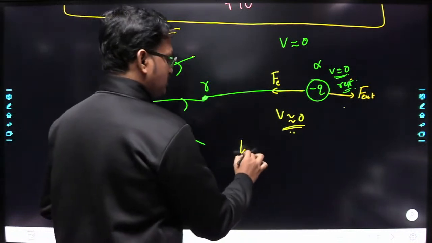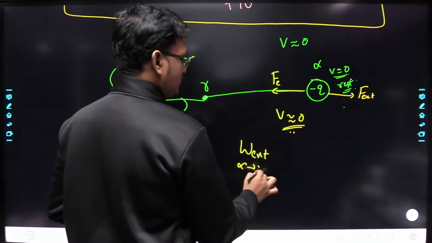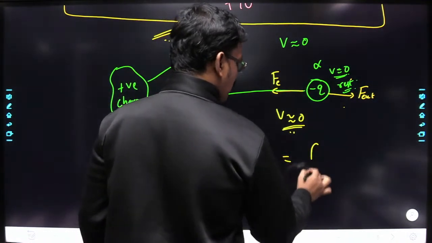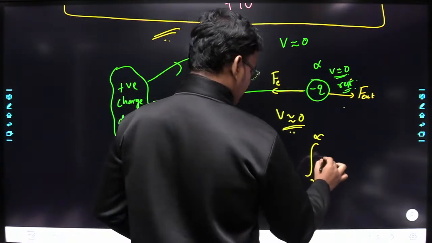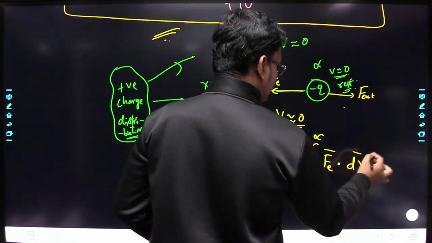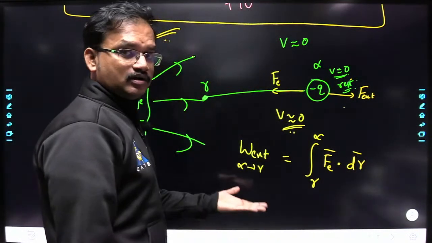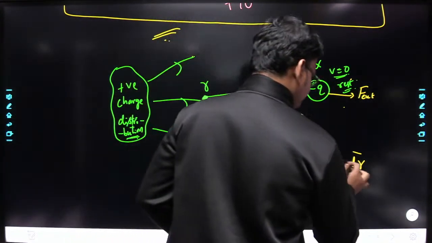Now in this case, the work done by the external agent in moving from infinity to r is equal to what? Already we have determined, that is the integral from r to infinity. I can write it as F electrical dot dr bar. Or first you can write.